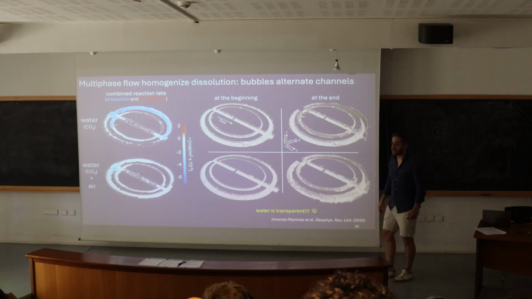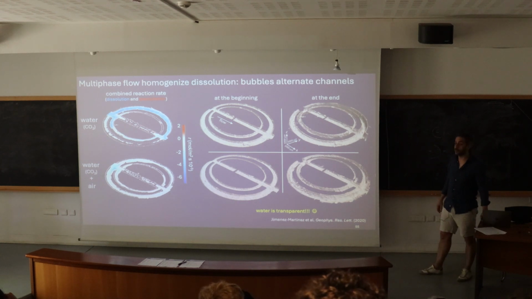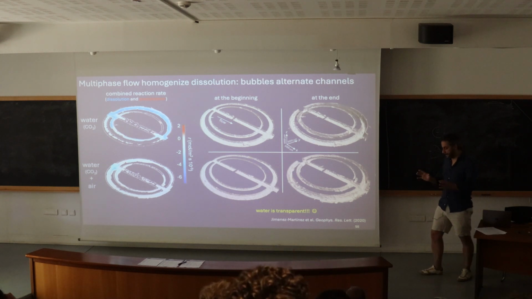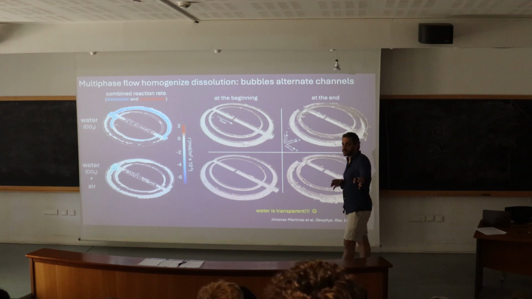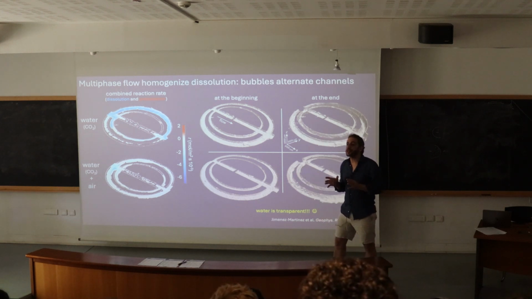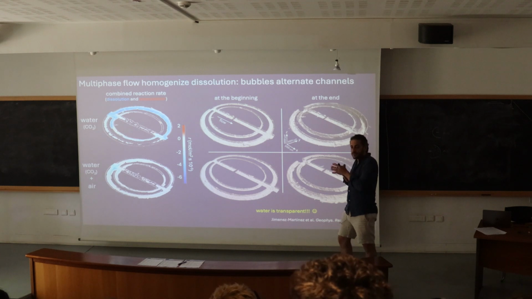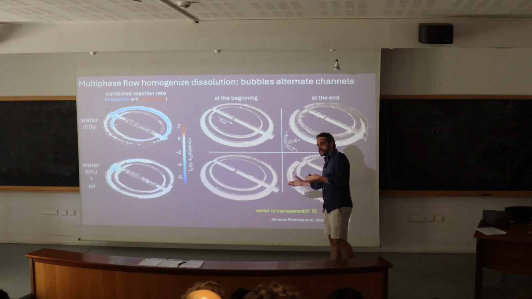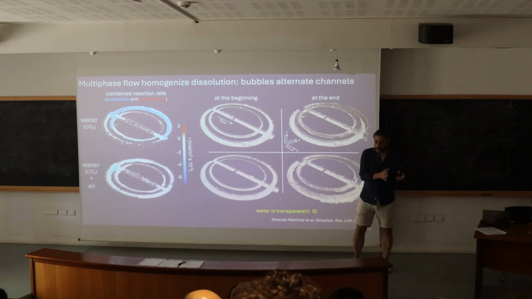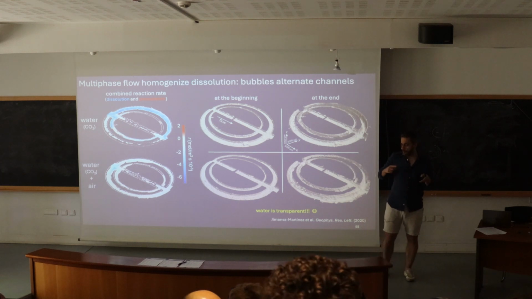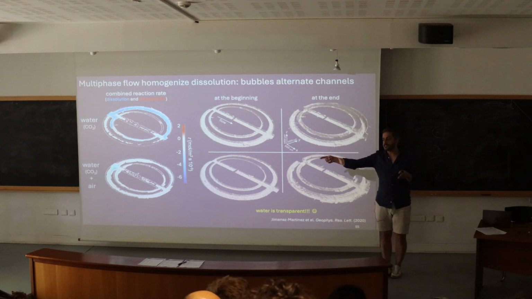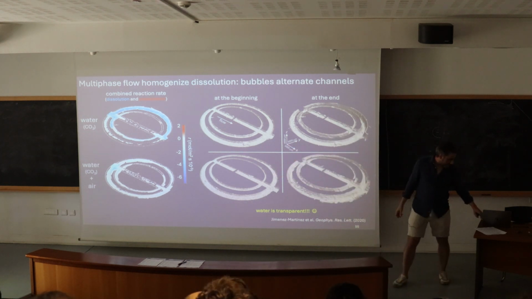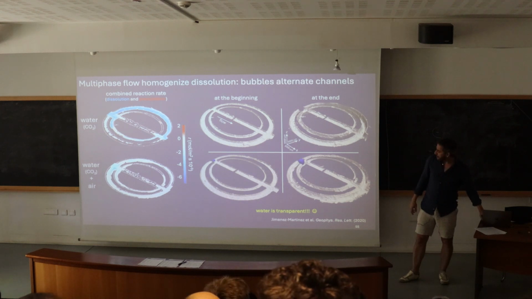Why is that? The reason is that when you have multiphase flow together with dissolution, bubbles, basically because of capillarity, like Danny mentioned before, alternate between channels. If the medium is water wet and the bubbles are non-water wet, then the bubbles will go to the larger pore. So you dissolve, you create a larger pore, and the bubbles go there. Now most of the liquid goes to another channel. When the other channel is larger, the bubbles will go to the other channel. And like that you alternate bubbles between channels, and this at the end homogenizes the dissolution. And this is what I wanted to show you.